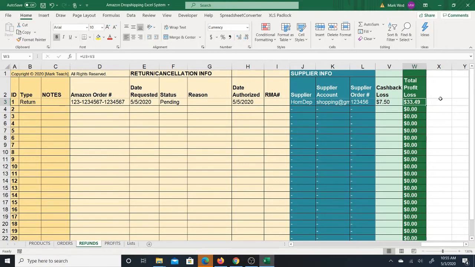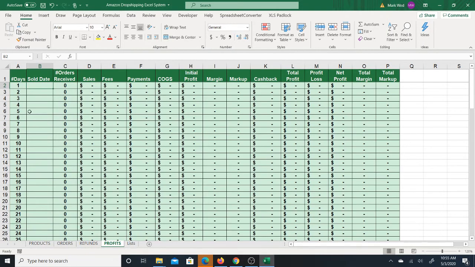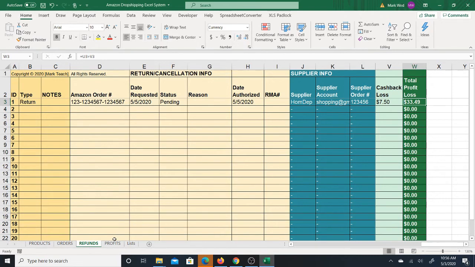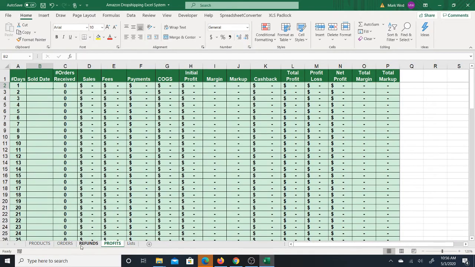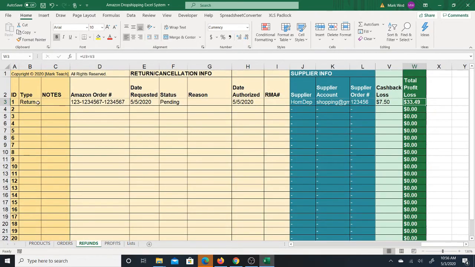But then as far as the net profit that is going to result from this loss combined with what you gained, that's being taken care of in a profit summary sheet, which I'll explain in the next video, which is going to be done date by date. So this is order by order, this is going to be day by day. You're going to put in the dates here, and you'll see how that works.